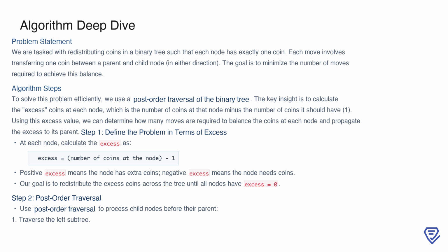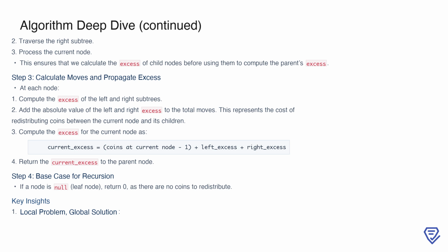To achieve this, the first step is to define the problem in terms of excess. At each node, we calculate the excess as the number of coins at the node - 1. Then, we use post-order traversal to process the nodes in a bottom-up manner, starting with their children before addressing the parent. This allows us to calculate the excess locally at each subtree and propagate it upwards to solve the global redistribution problem.